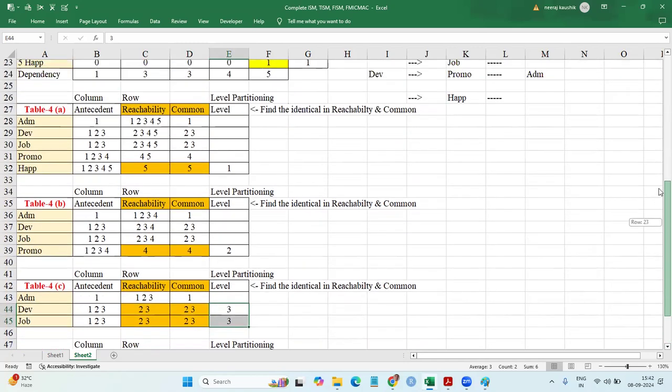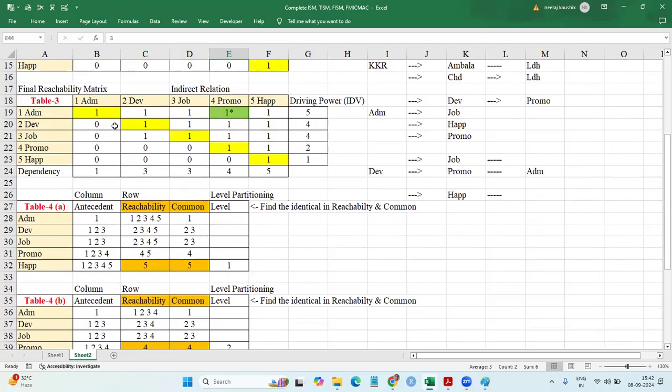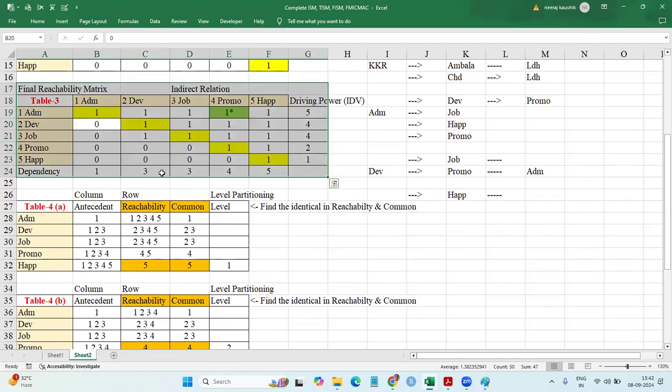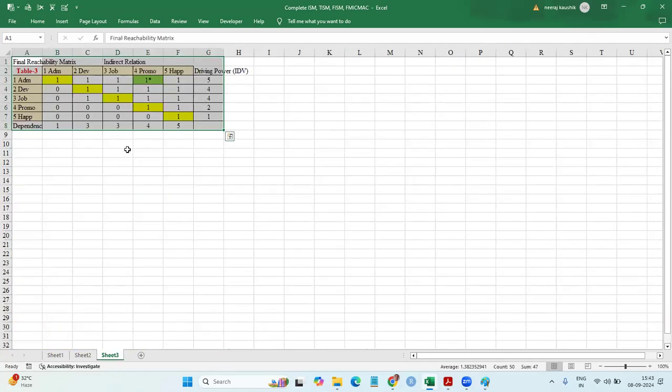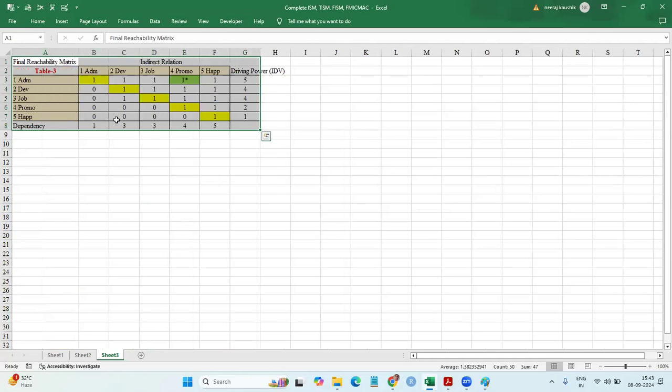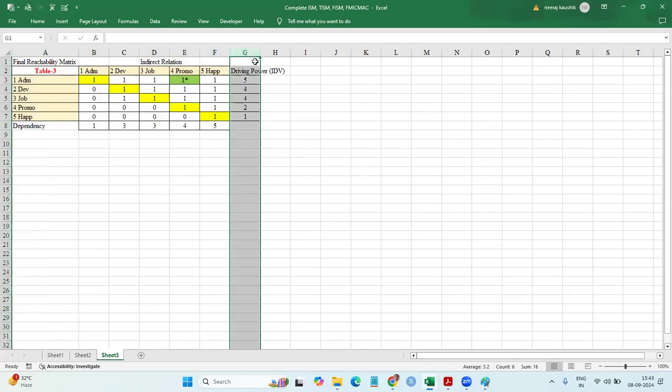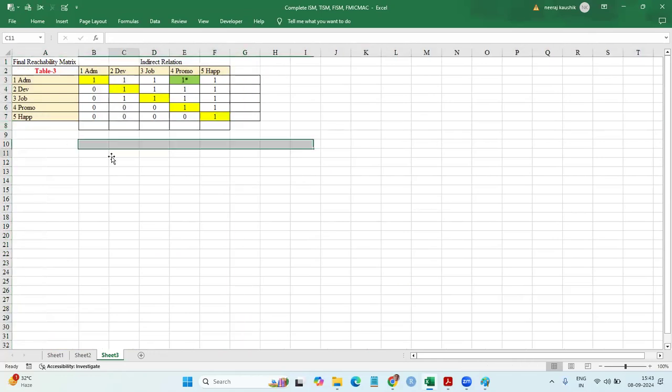Now we will make table number 3 once again. Table number 3, and in fact, I am taking it in the next sheet. Why so? Because this table we have to rearrange in a particular way. What is that way? Just see.